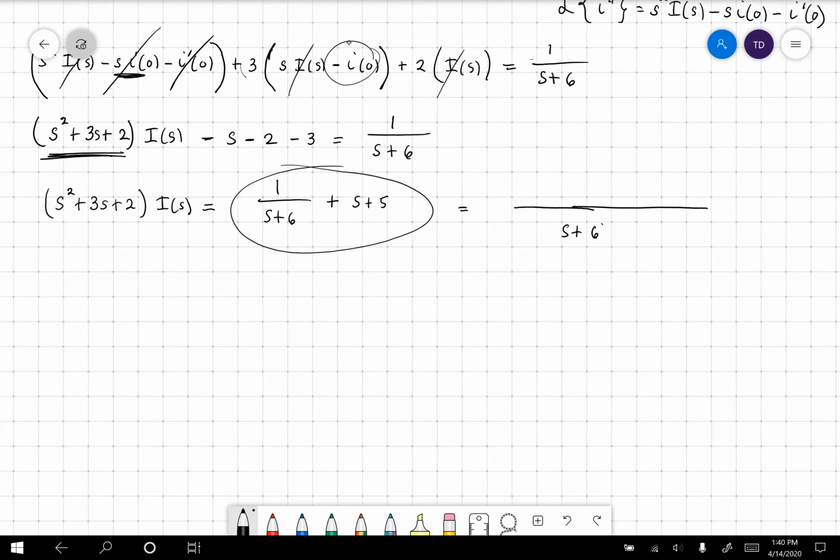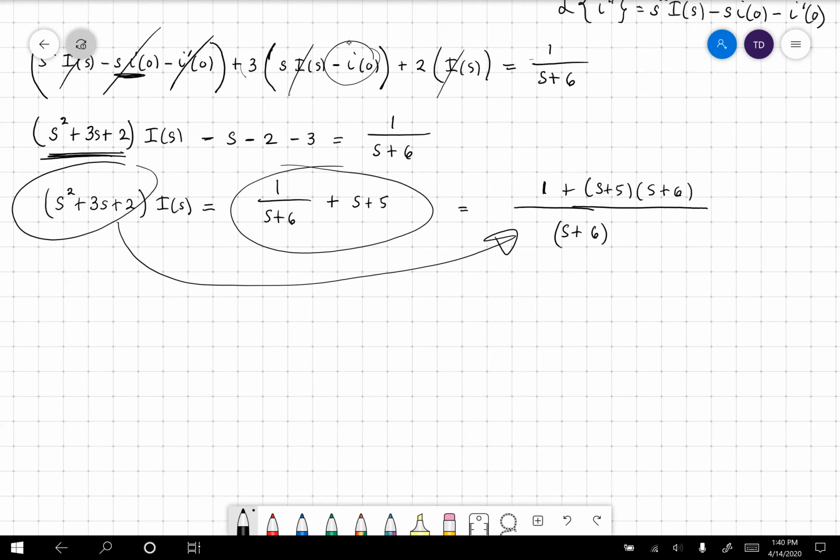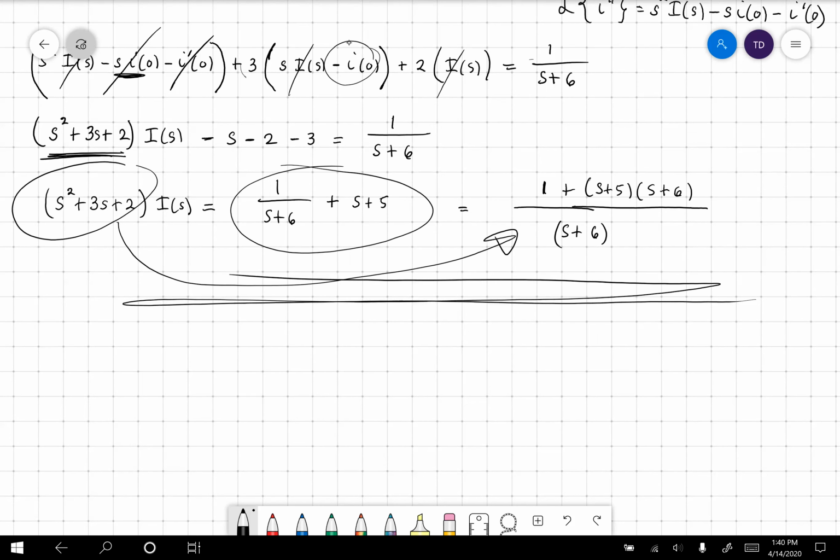s plus 6. And then I have 1 plus s plus 5 times s plus 6. Okay? And then to solve for I of s, divide both sides by that. And that's how you solve for I of s. We'll leave it there. But that's how you use this on differential equations. That's how it's used.